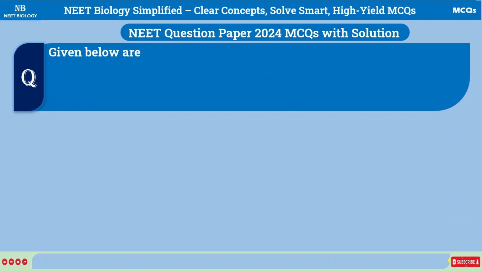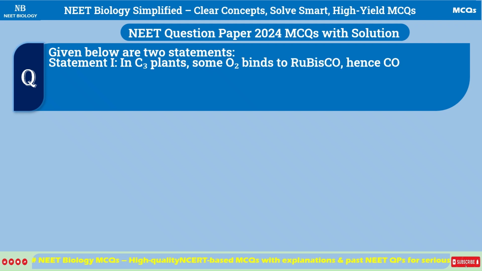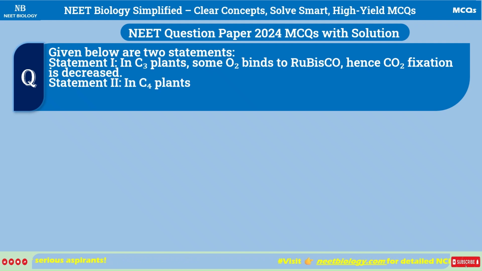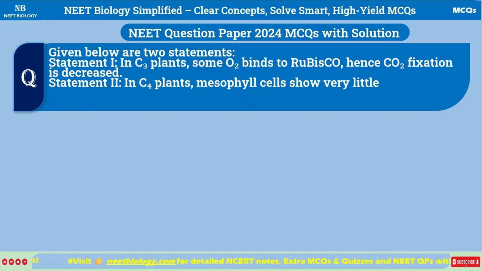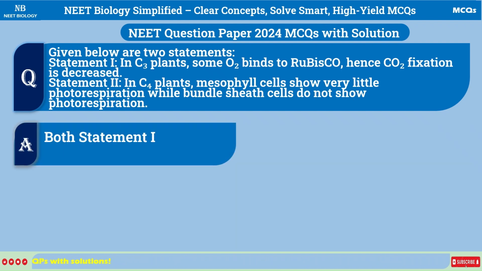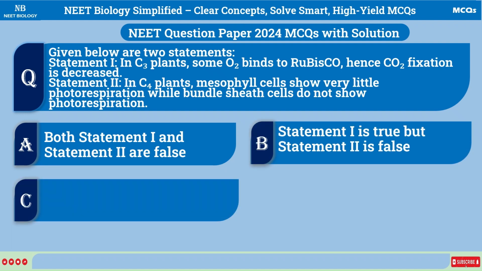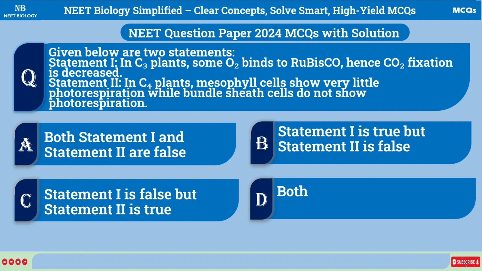Given below are two statements. Statement 1. In C3 plants, some O2 binds to rubisco, hence CO2 fixation is decreased. Statement 2. In C4 plants, mesophyll cells show very little photorespiration, while bundle sheath cells do not show photorespiration. A. Both statement 1 and statement 2 are false. B. Statement 1 is true but statement 2 is false. C. Statement 1 is false but statement 2 is true. D. Both statement 1 and statement 2 are true.